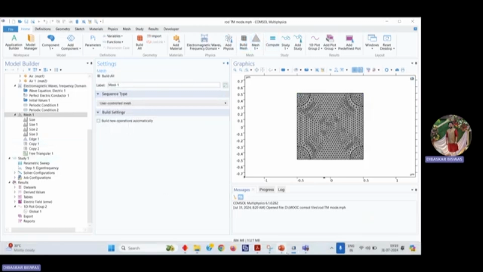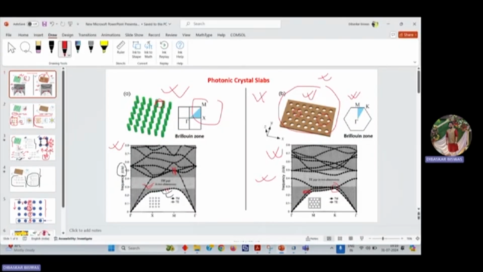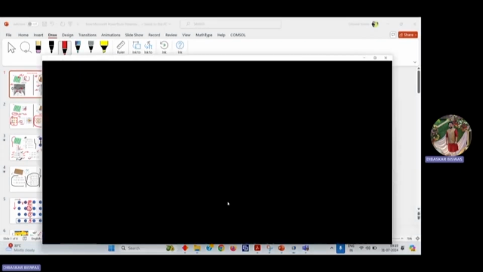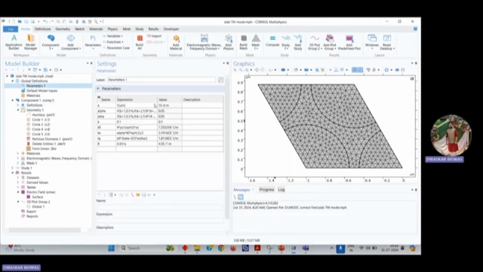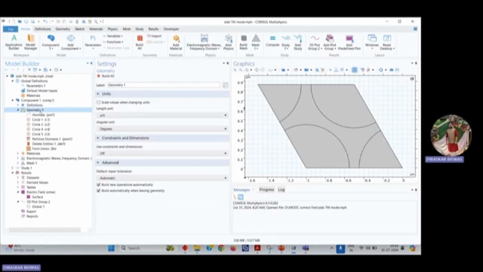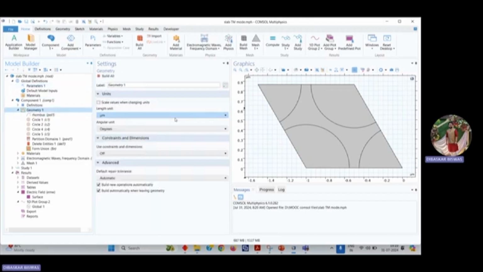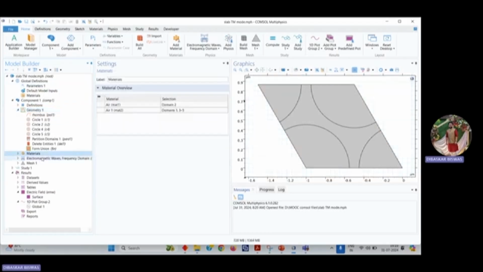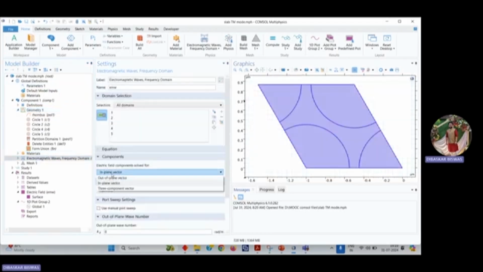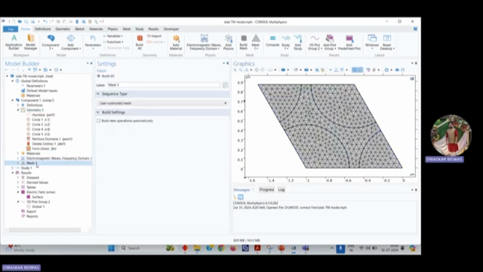Okay, so if we move on to the second example, if you go here, this is the exact structure that we had designed earlier in lecture 14 itself. So I won't be going into details of this geometry here. You define all the parameters here, and after you define the geometry, then material and then electromagnetic waves, you keep out of plane because it is TM mode, and then you select build mesh, and after you click compute, you get this kind of band structure.